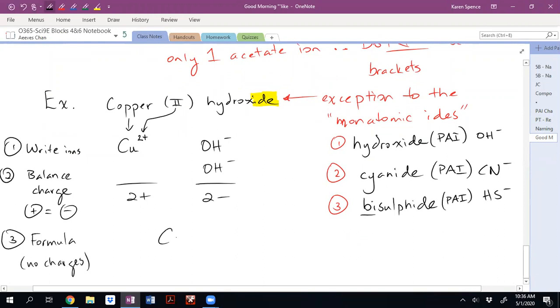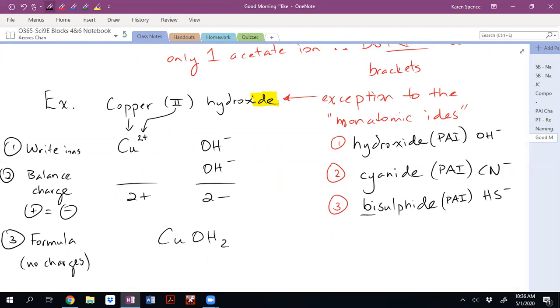And so that's going to be Cu, and then we have OH2. And I'll let you know right now that I have done something wrong. I'm wondering if anybody knows what I have done wrong. Yes, I need to have brackets, absolutely.